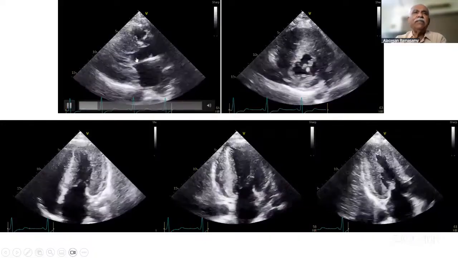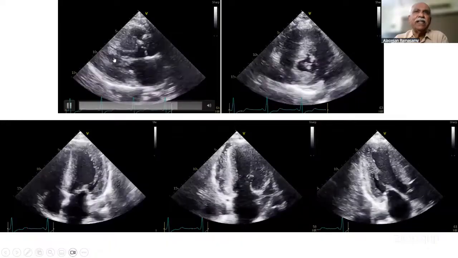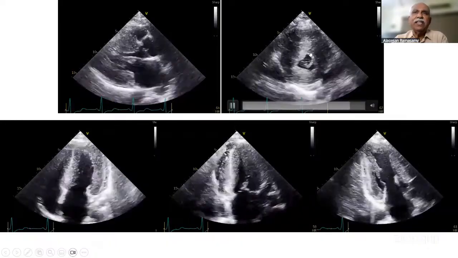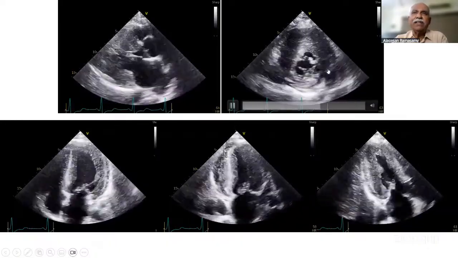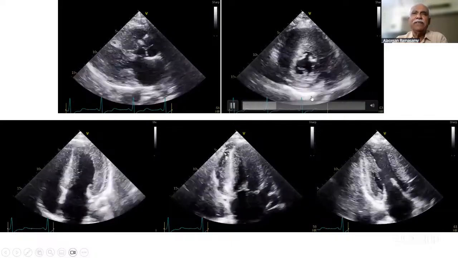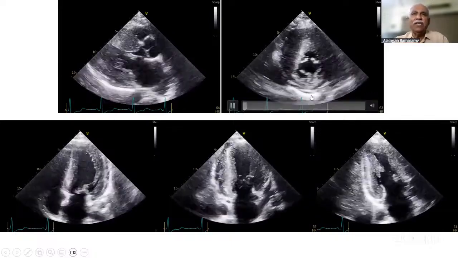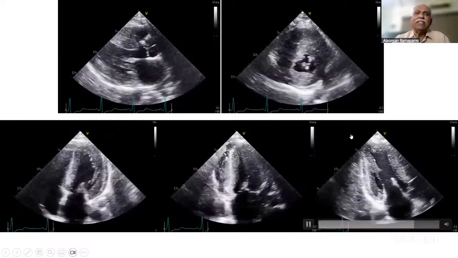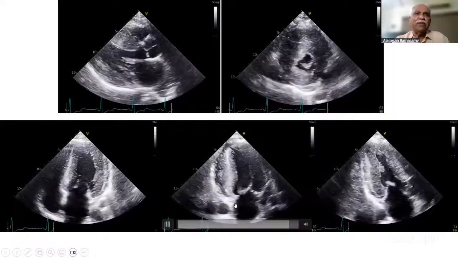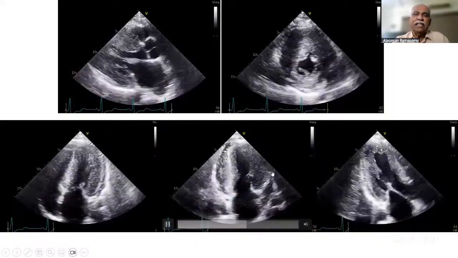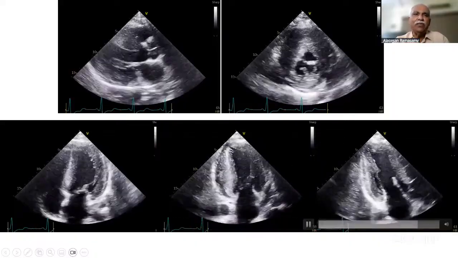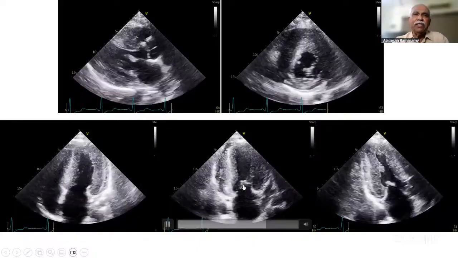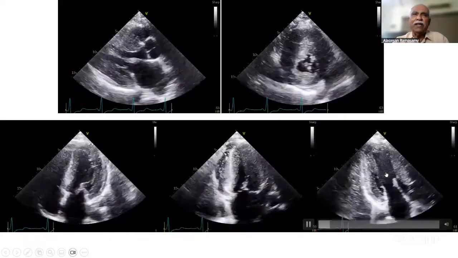So whenever you get a patient, you have to do a parasternal long axis view, a short axis view at the level of the mitral valve, a short axis view at the level of the papillary muscle, and a short axis view at the level of the left ventricular apex, and assess the myocardial thickness, which are the segments affected by left ventricular hypertrophy. We can also assess the left ventricular hypertrophy from the apical views: the apical four-chamber view, apical two-chamber view, and the apical long axis view.